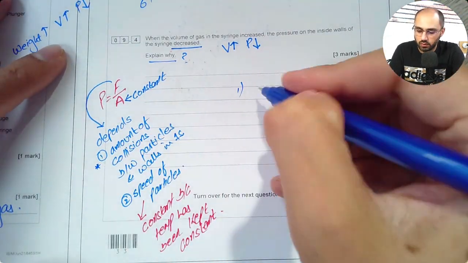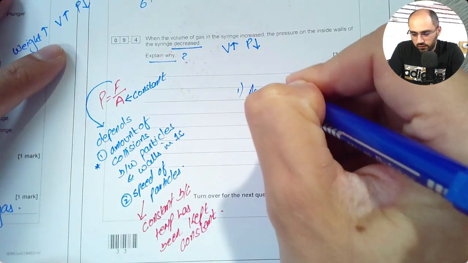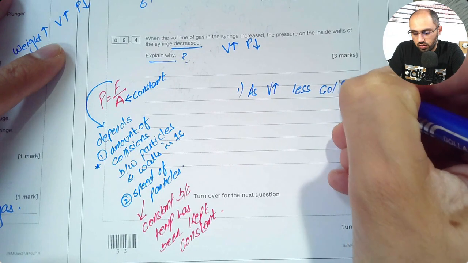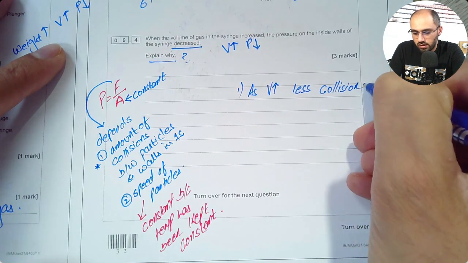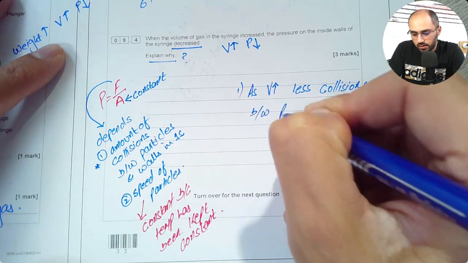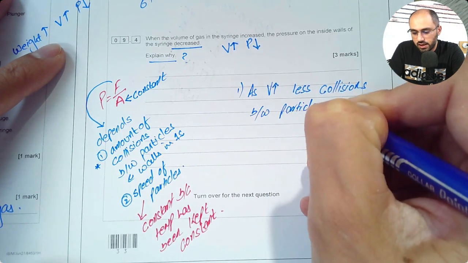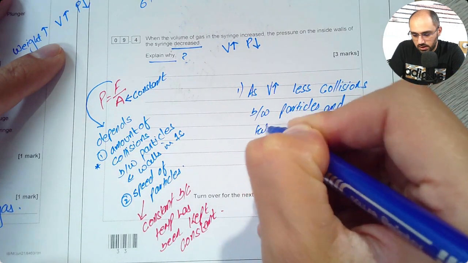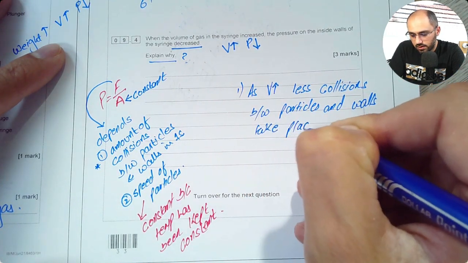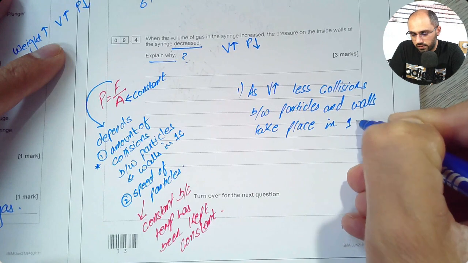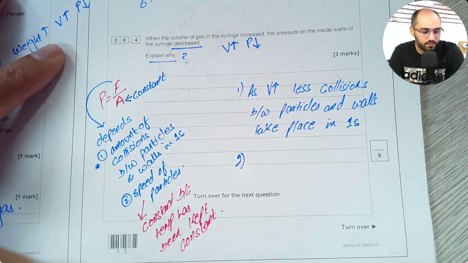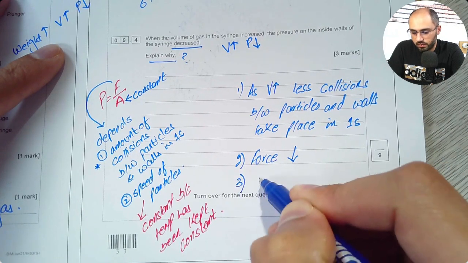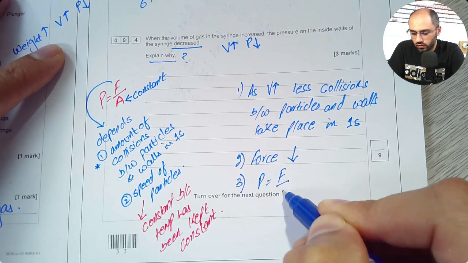So I will say number 1, as volume increases, less collisions between particles and walls take place in 1 second. Number 2, force will go down. And number 3, I'll say pressure is equal to force over area.